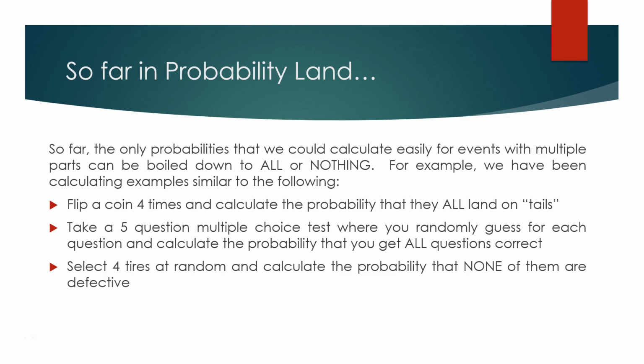of them were defective. So this is kind of a problem because there are many cases where we want to know, what if we want the probability that at least 1 tire was defective? What if we want to know the probability that we get at least 4 questions right to pass our quiz? So one thing that we can do to open up our possibilities is use the complement.